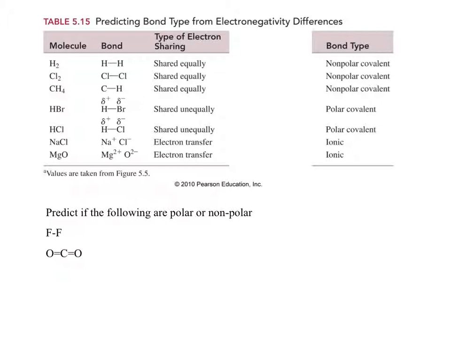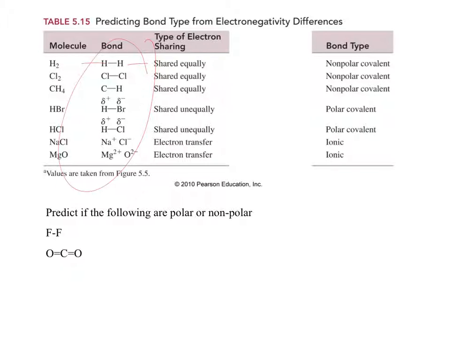Okay, so now we're going to talk about going a step beyond what we just looked at, and that is taking these individual bonds and whether they're polar or nonpolar and looking at molecules. Now remember, when you have two of the same thing, the electrons are shared equally. It would be like two twins playing tug-of-war.